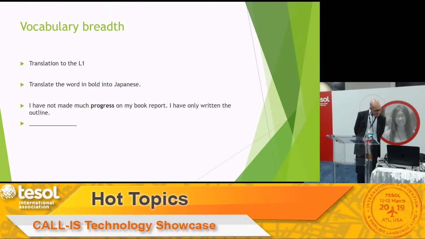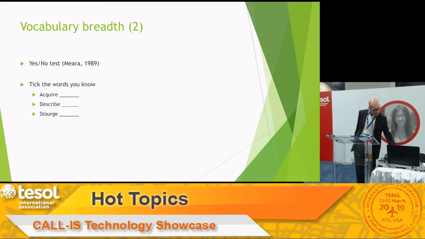Now, if you were to test vocabulary breadth, you would use tests similar to this. Perhaps a simple translation test where you're given a sentence and then one of the words within the sentence is highlighted and you translate that word into the L1. This would be a vocabulary breadth test. Another example is this yes-no test, where the learners just go through a list of words and check yes or no whether they know the words.